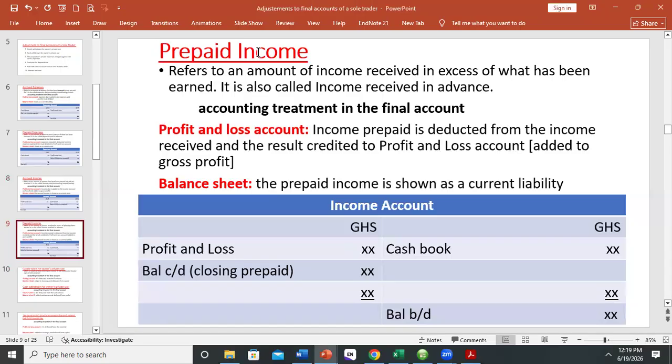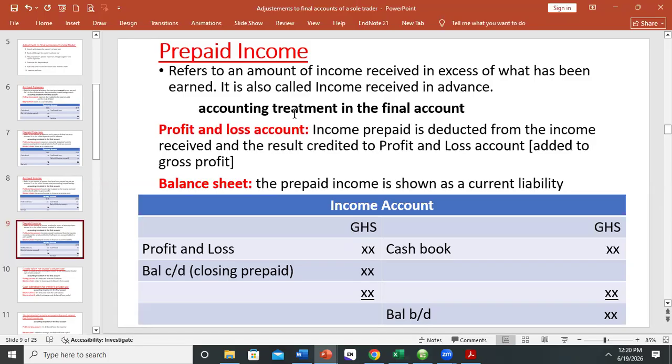refers to an amount of income received in excess of what has been earned. It is also called income received in advance. Accounting treatment in financial accounts. Profit and loss account: income prepaid is deducted from the income received and the result credited to profit and loss, added to gross profit. Balance sheet: the prepaid income is shown as a current. Okay, thank you very much.